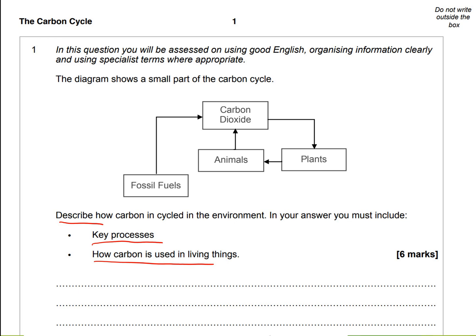If you need to pop into your book and have a quick look at a carbon cycle diagram just to prompt you, then please, by all means, do. I don't want anybody sitting there struggling, thinking, I don't know how to start this, I don't know what the processes are. So it's been a month since you've done this, so this is really good retrieval practice. And I will go over the answers that the exam board would be looking for in a minute. Pause the video.